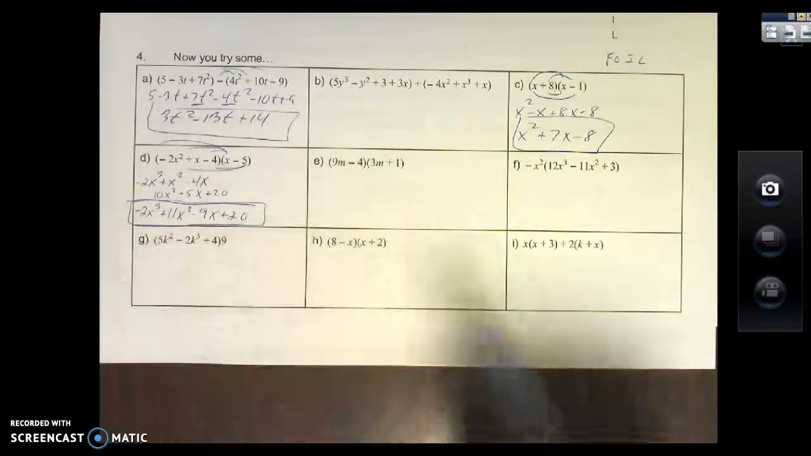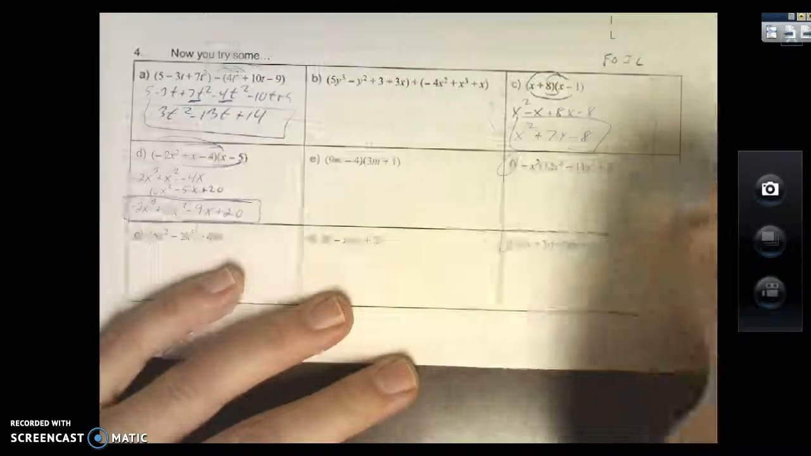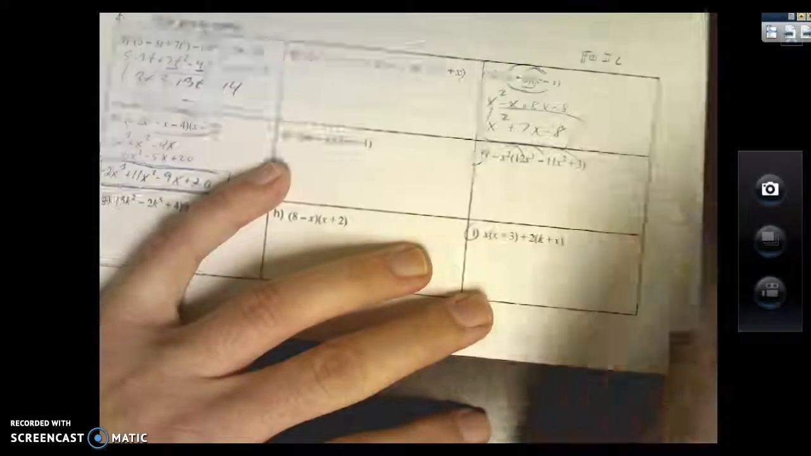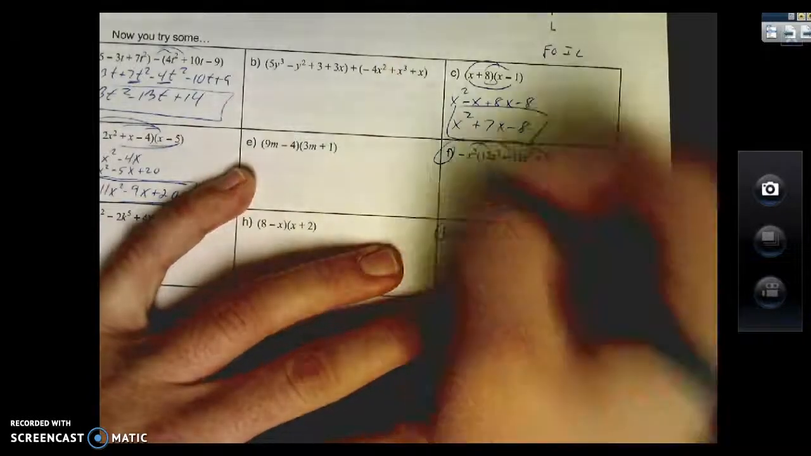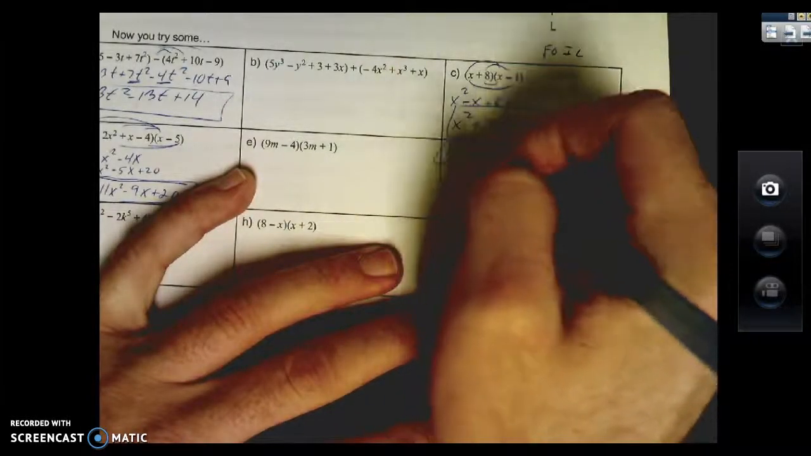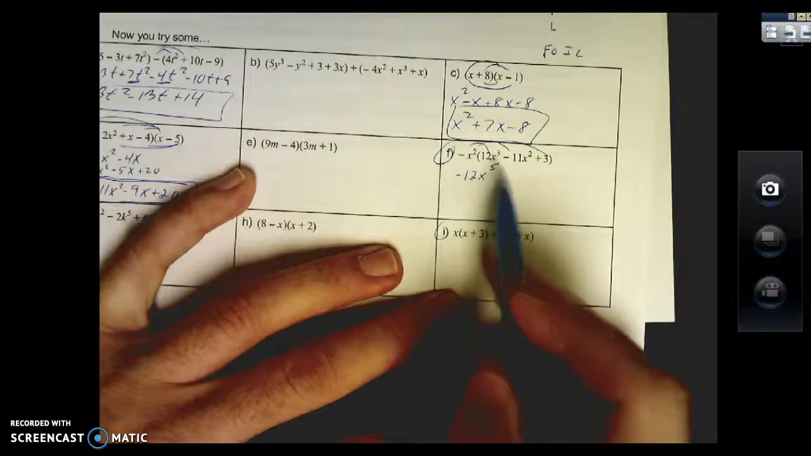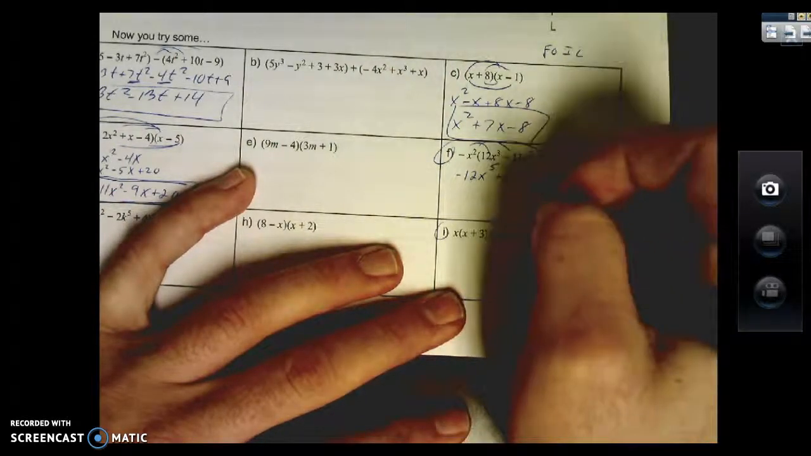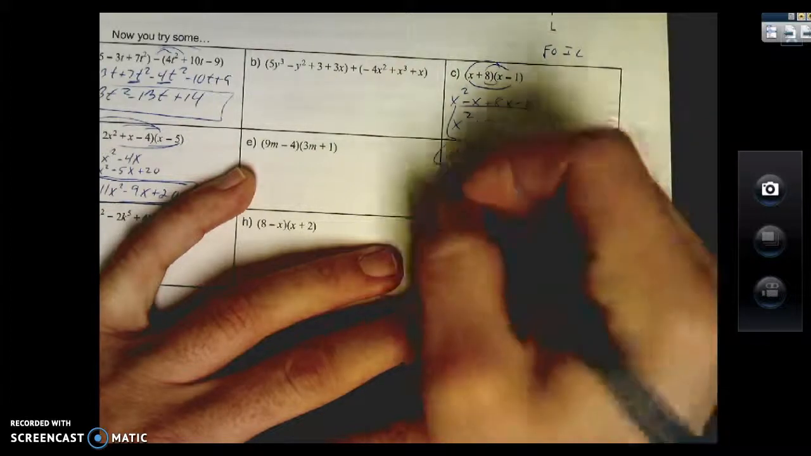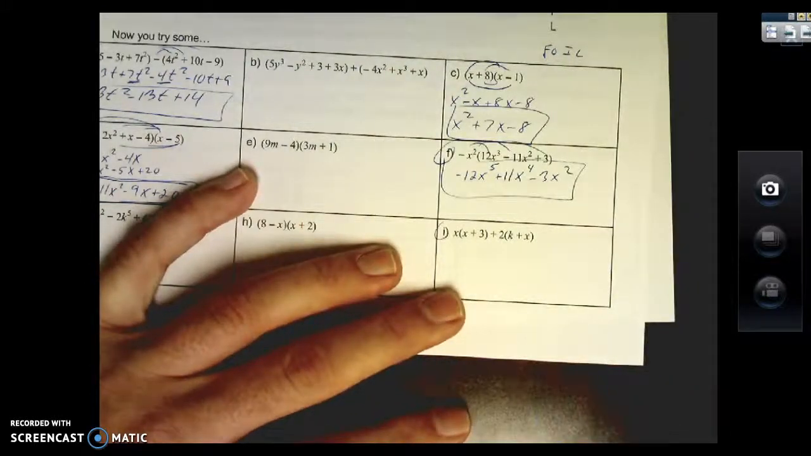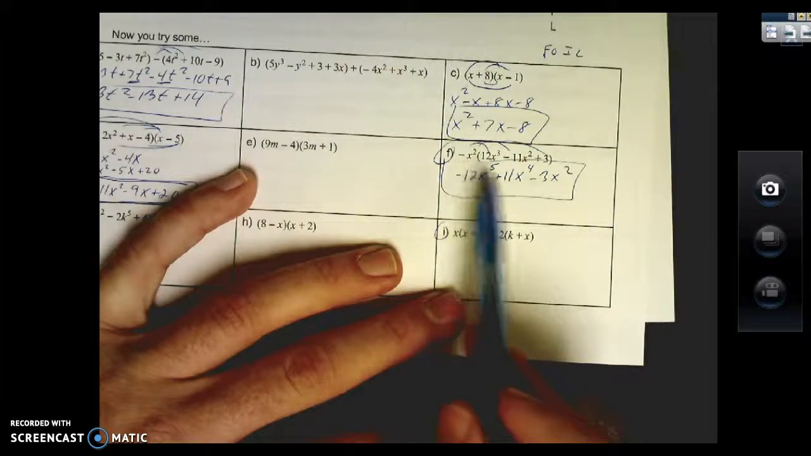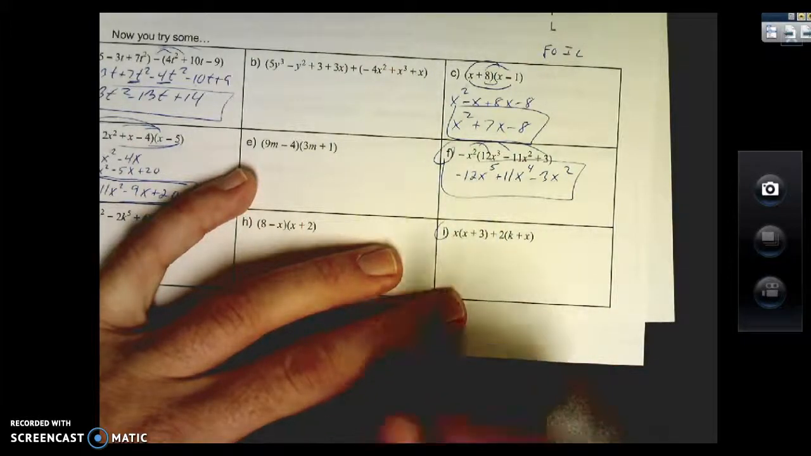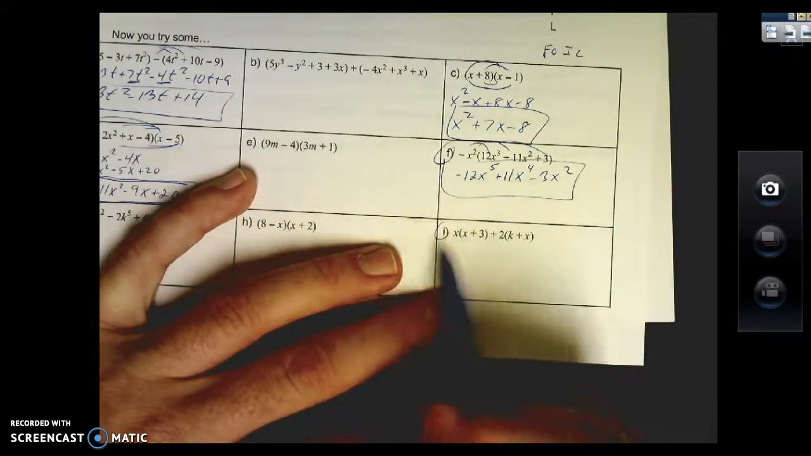All right? Let's take a look at two more. Letter F and letter I, then we'll jump to the back page. Letter F, I am simply distributing the negative x squared across. So I get negative 12x to the 5th. You add your exponents. Plus 11x to the 4th minus 3x squared. And we're done. That's it. You're just distributing across. But whenever you're multiplying exponents, you just simply add them. Or multiply variables with exponents.